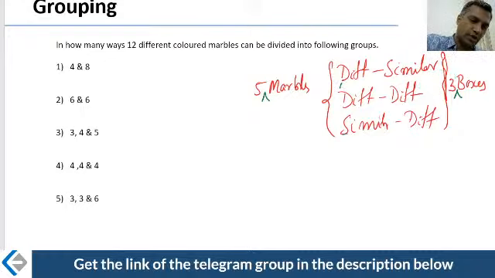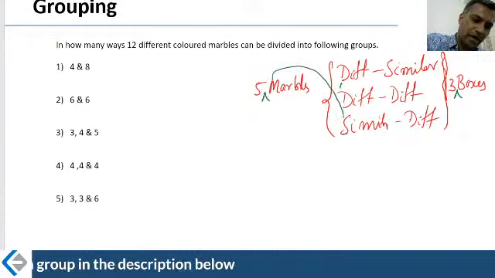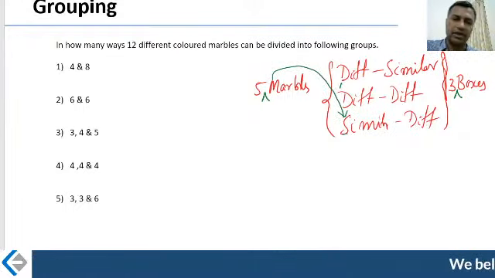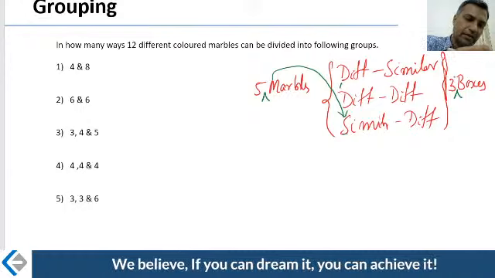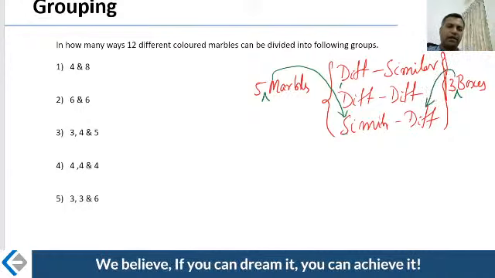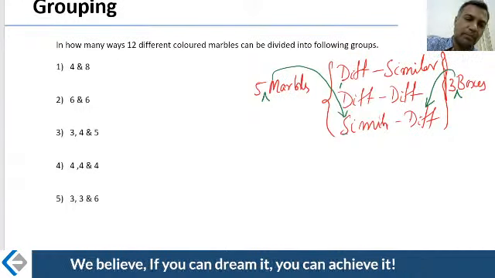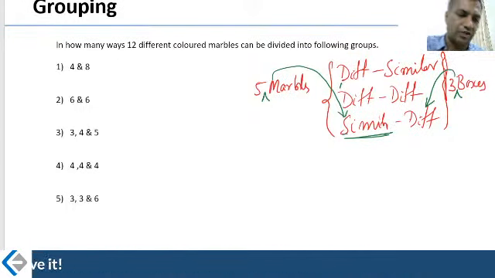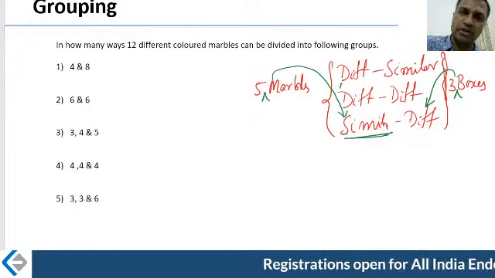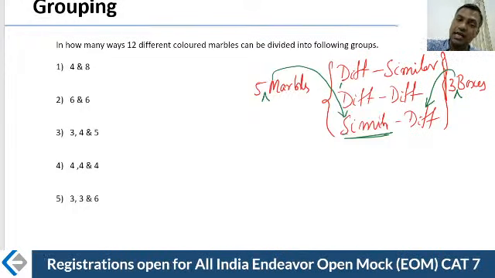Now the third case is what you may say: okay, 5 similar marbles. Now the whole dynamics will change. 5 similar marbles can be kept in 3 different boxes. The dynamics will change because the marbles have become similar all of a sudden. Assume that all 5 marbles are white. So suddenly the dynamics have changed. Naturally, your answer will change.